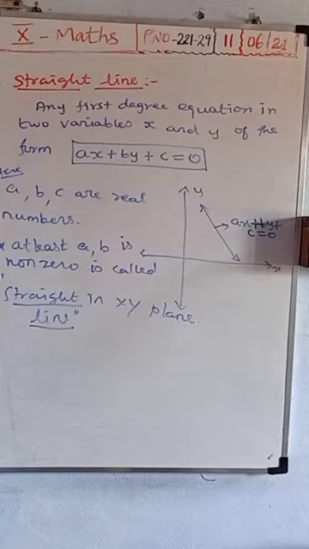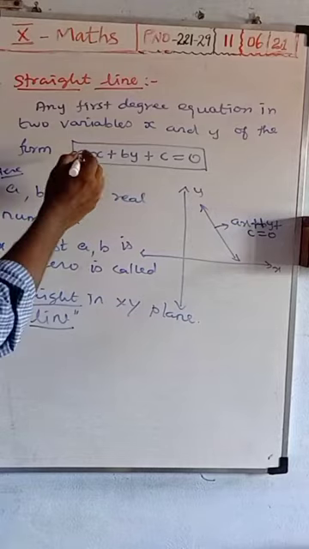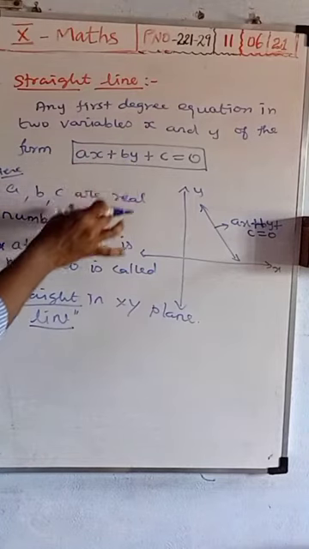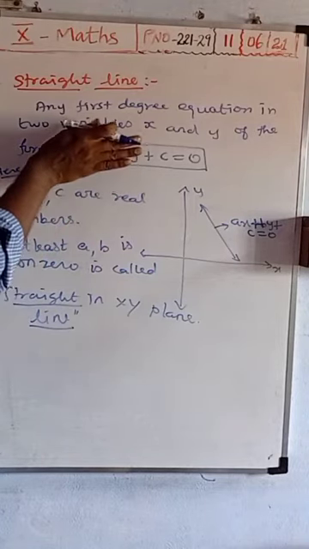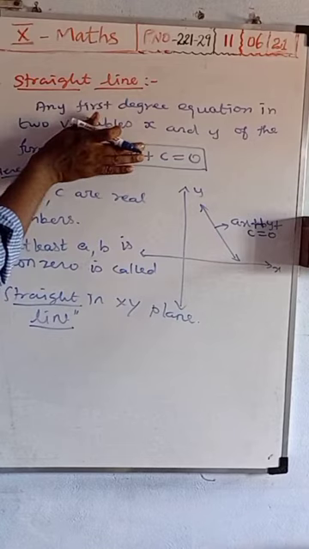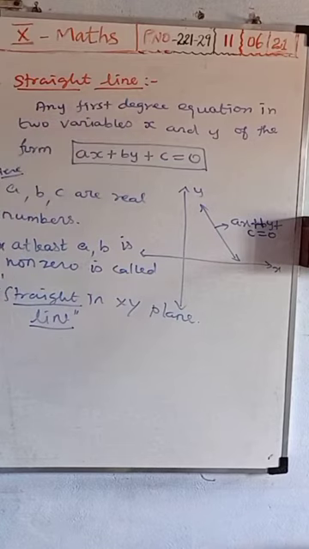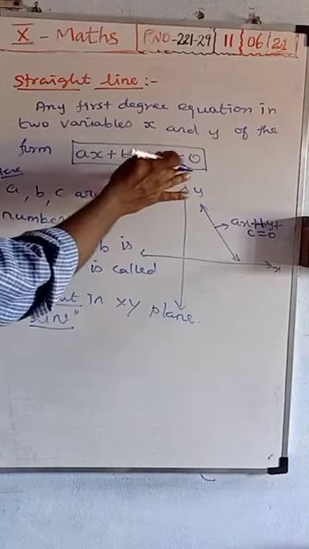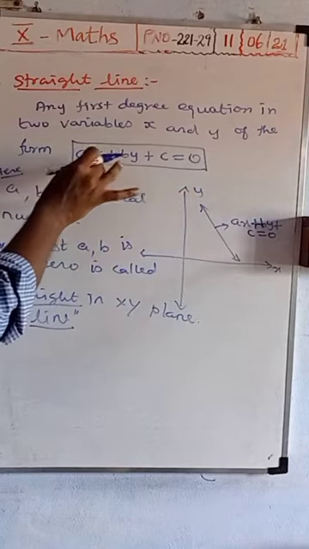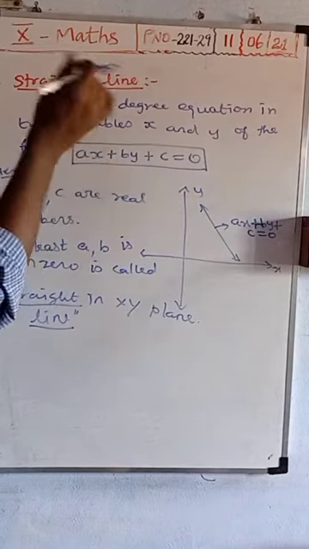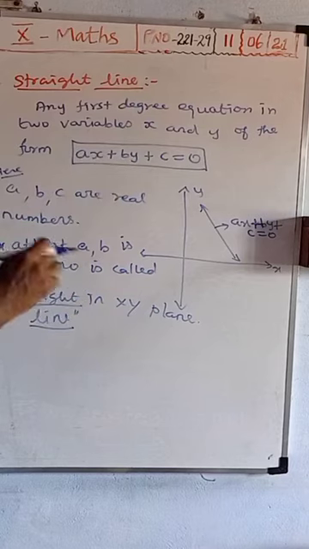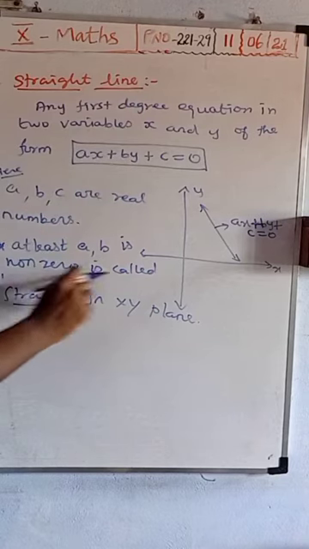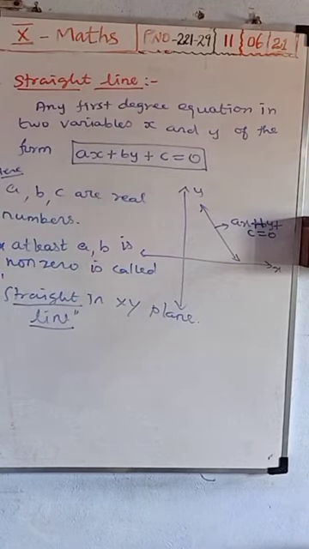Here a, b, c are real numbers, and at least one of a, b is non-zero. Why? Suppose both are 0, then the x and y variables will not be there, and we will get only a constant. This is not a line equation. So either x or y must be there. So at least one of a, b non-zero is called a straight line equation.